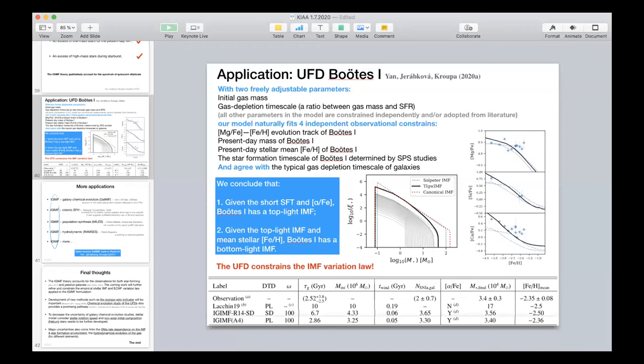Yes, so the prediction is that the dwarf galaxy should be top light, so less massive stars. And if it is less massive stars, the magnesium over iron abundance should be lower at the very beginning, I mean, at the very low abundance, right? In that situation, because I see the magnesium over iron is still 0.5 something in the plot. Yes. 0.5 is very high.